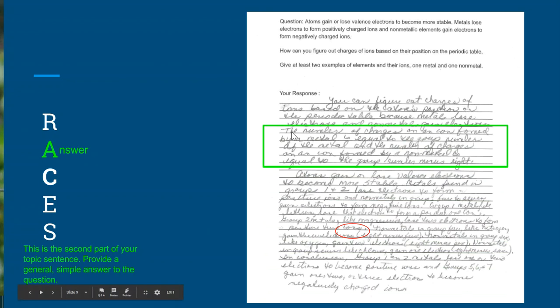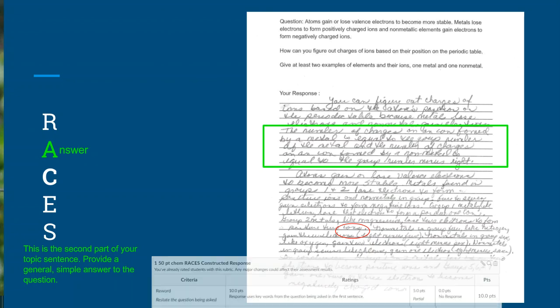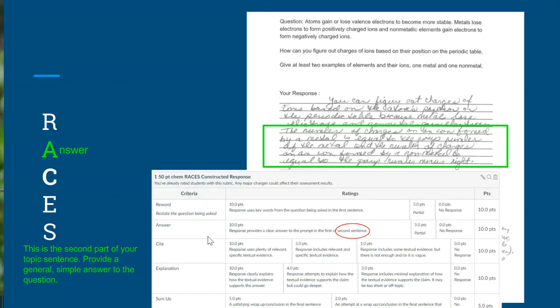So I did that here. The number of charges on the ion formed by a metal is equal to the group number of the metal, and the number of charges on an ion formed by a nonmetal is equal to the group number minus 8. That's the answer in one sentence. So be succinct. In the answer, you want to put that in the second sentence, and you want it to be a clear answer to the prompt. Just give a clear answer.